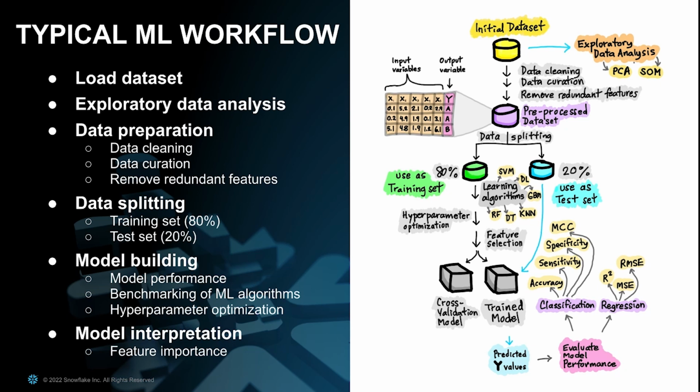The metrics used for a classification model are, for example, the accuracy and the Matthews correlation coefficient. For regression, they are R-squared and root mean squared error. Also, based on the predictive model, you can extract useful insight from the feature importance.